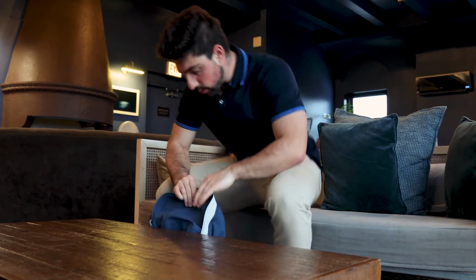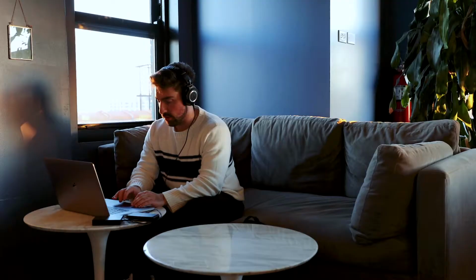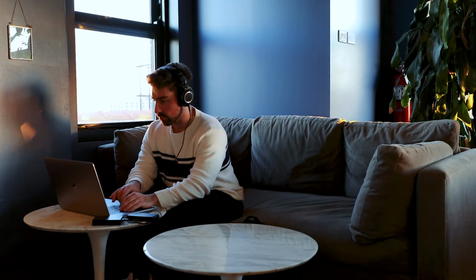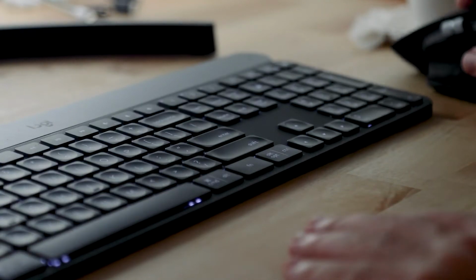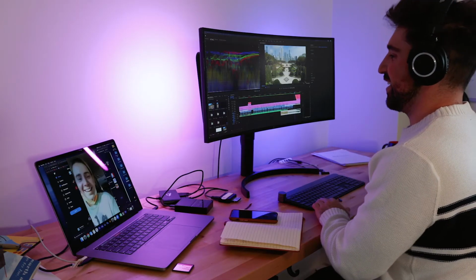Usually I'm very mobile when I work. Wherever I can bring my laptop is usually where my office is. But that being said, as my production company grew, so did my workload. And I really took this whole work from home setup to try and make a home office that would work the best for me.